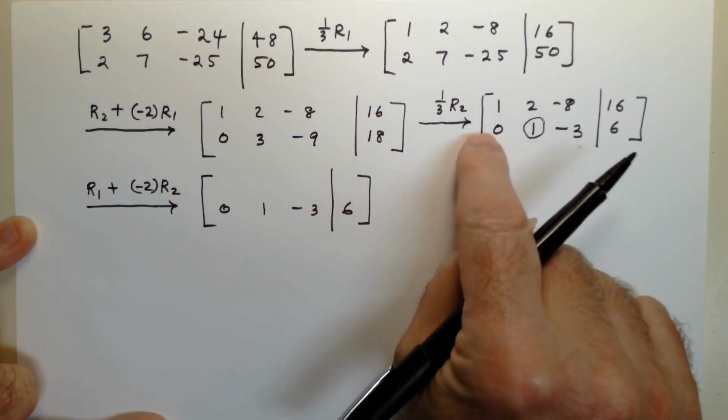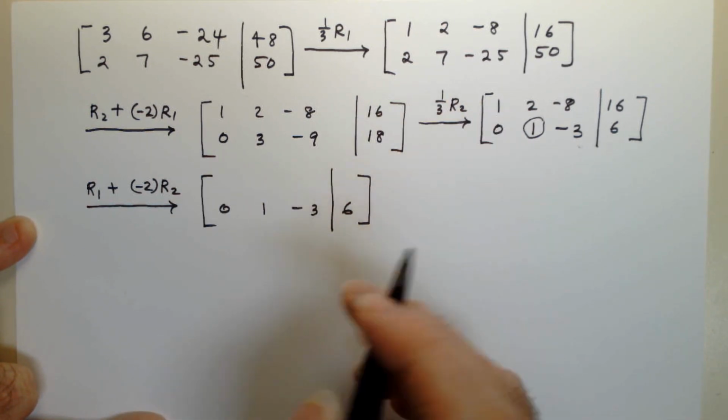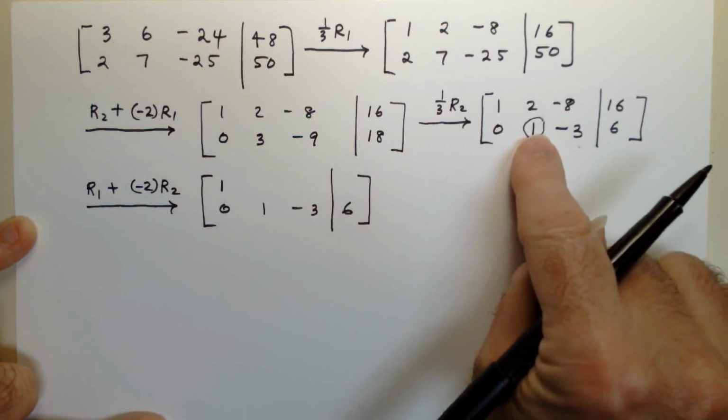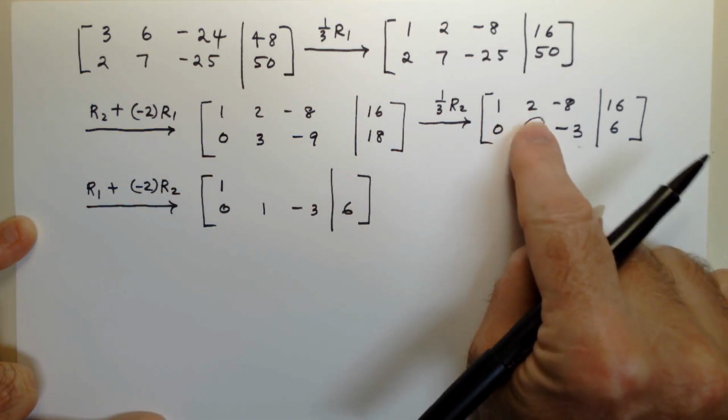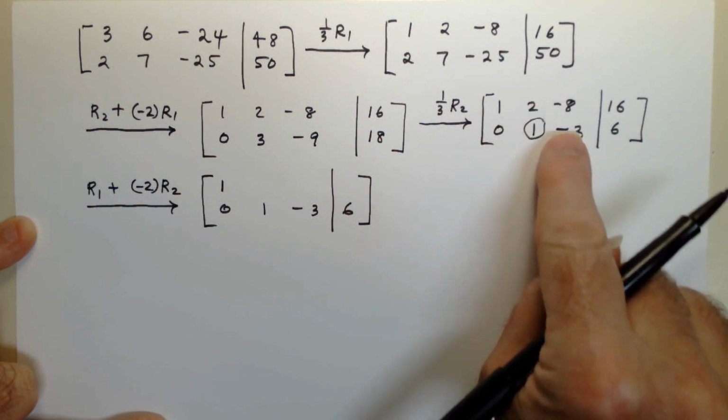And now I'm going to take row 1. I'm multiplying by -2 and adding up, so that's going to stay as a 1. I'm multiplying by -2 and adding up. So this was the whole point of using the -2 here. I want to turn that into a 0, so that becomes a 0.